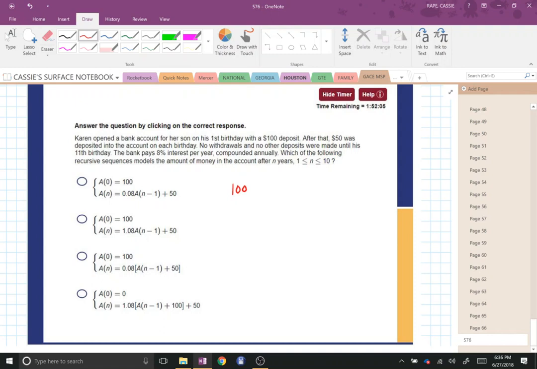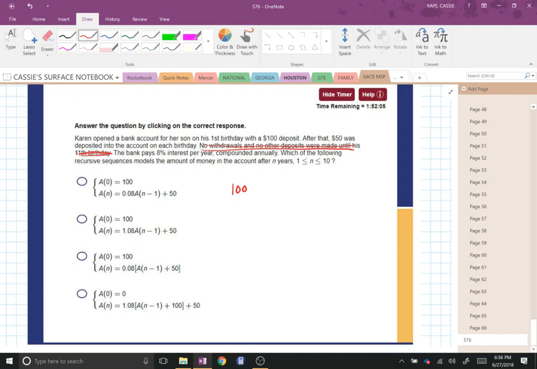I guess this is kind of confusing to me. Basically, they're saying on his 11th birthday, I guess they gave him the money, or all bets were off, or this no longer took place. This is sort of a throwaway, almost meant to throw you a little bit. But let's talk about it. It's 8% interest per year, only compounded annually. That's simple interest, basically. And it asks which models the amount of money in the account in n years.